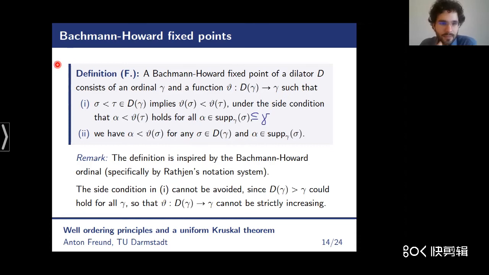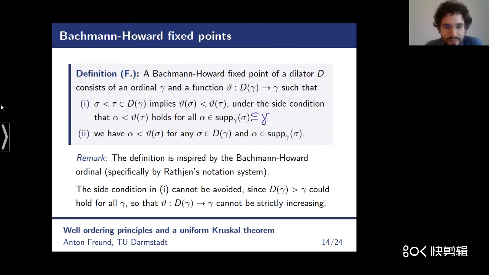Yeah, but once again, what does this mean intuitively? It means that gamma is a fixed point of a given transformation D, in the sense that we have a collapse of D of gamma back into gamma that is almost order preserving in a suitable sense. Two things that I would like to point out: first of all, this notion of Bachmann Howard fixed point is very much inspired by the so-called Bachmann Howard ordinal that appears in ordinal analysis, and more precisely by a particular notation system for this ordinal that was given by Rathjen.